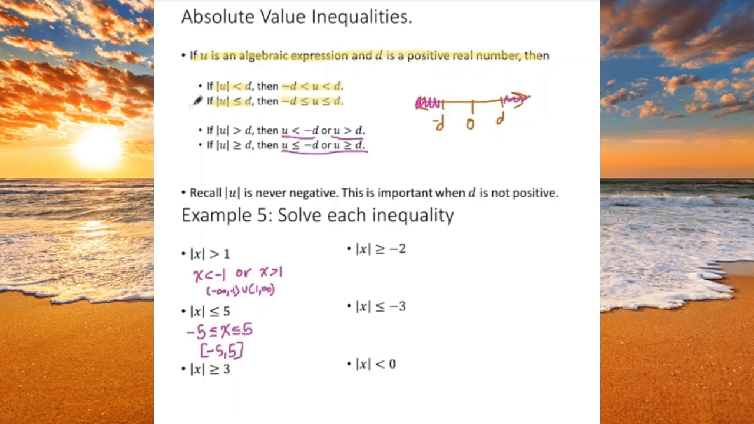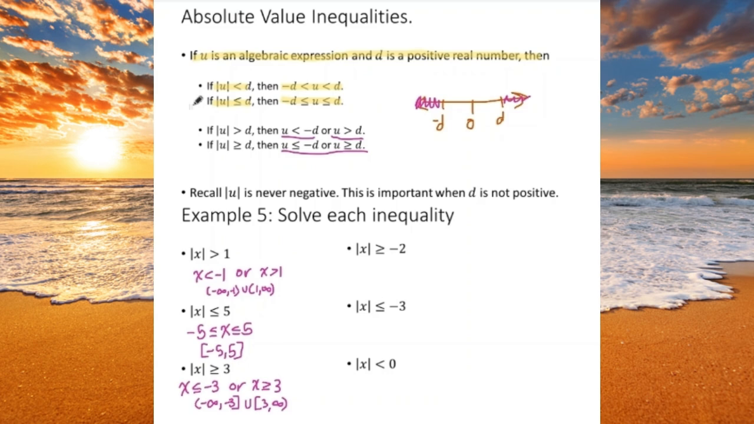Next, the absolute value of x is greater than or equal to 3. That means x is more than 3 units away from 0, or exactly 3 units away. Well, x could be more than 3 units from the left, which means x would have to be less than or equal to negative 3, or x could be more than 3 units away from 0 on the right, which means x would be greater than or equal to 3. As an interval, that'll be negative infinity to negative 3, square brace, union, 3 to infinity with a square brace around 3.